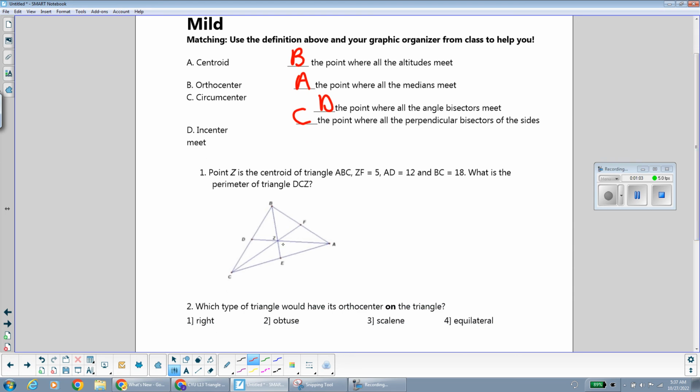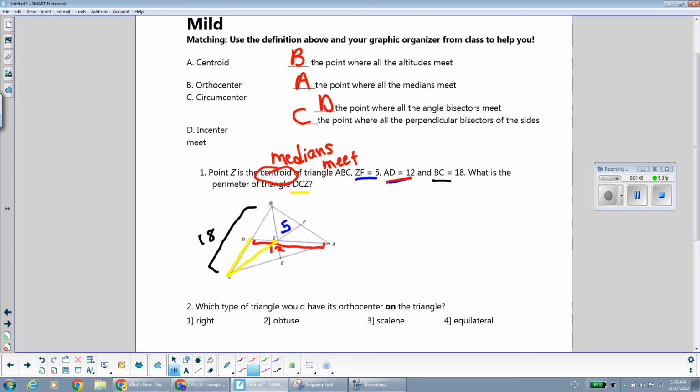Point Z is the centroid. So based on the first part, the centroid is where the medians meet. So Z is the centroid. It's where the medians of this triangle meet. We're told that ZF is 5. AD is 12. Let me use a different color for AD. And BC is 18. What is the perimeter of triangle DCZ?